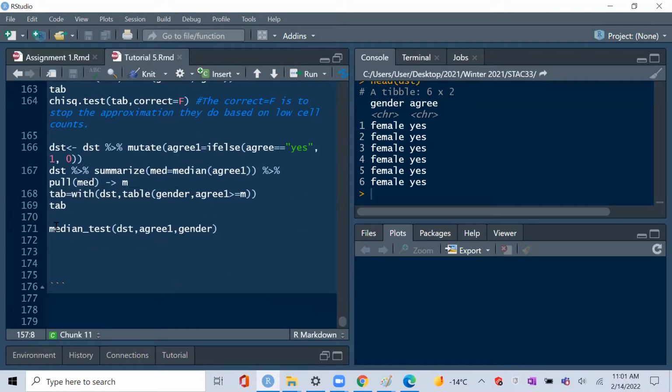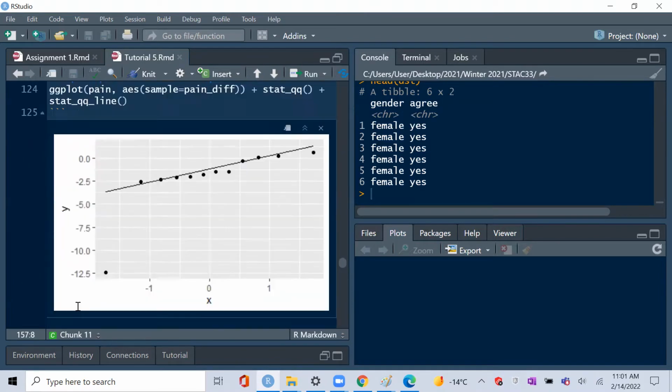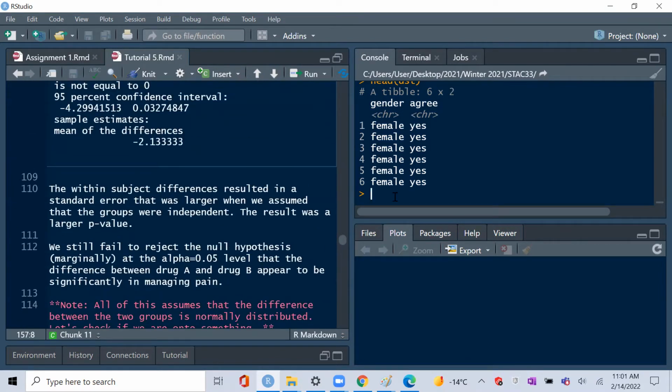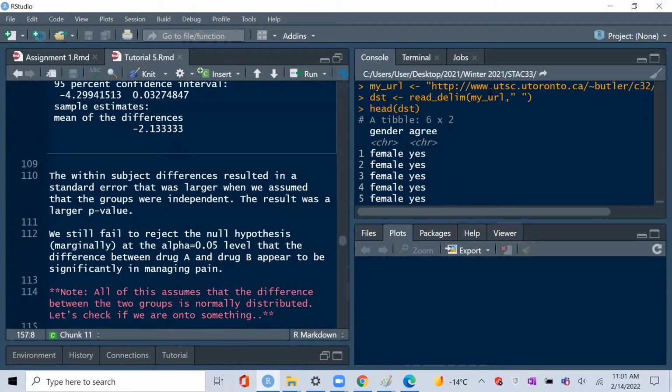Try it out for yourself. It's for categorical data, which is different from continuous. You can see in the sign test here, we're working with continuous data. So look at the pain diff, you can see that it's numerical, whereas this one is obviously not, right? That's the distinction there. So I'm going to stop.